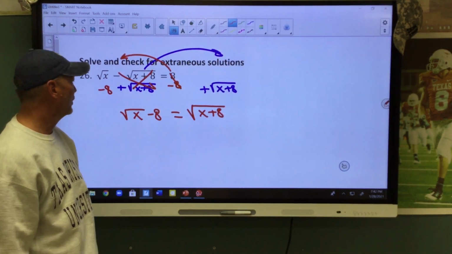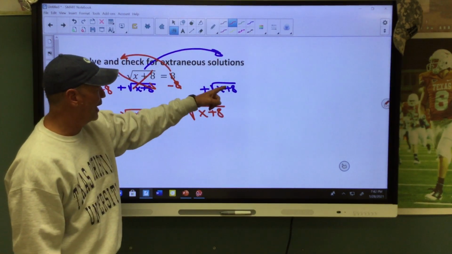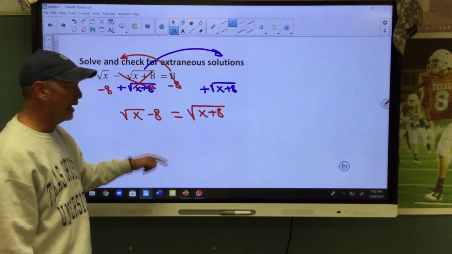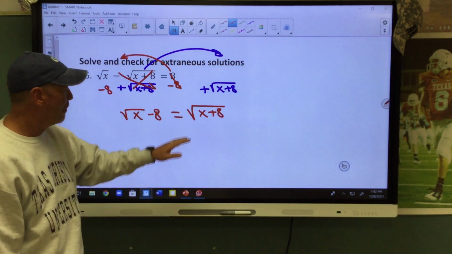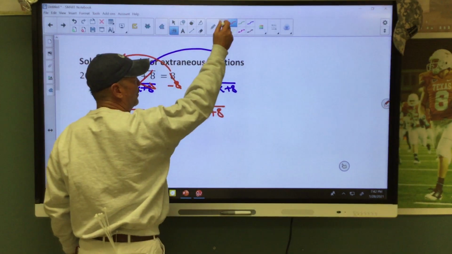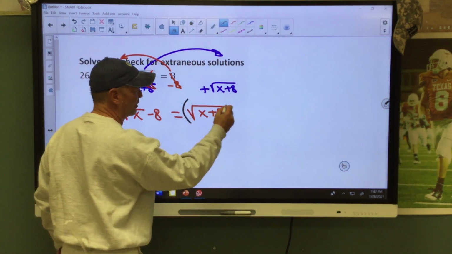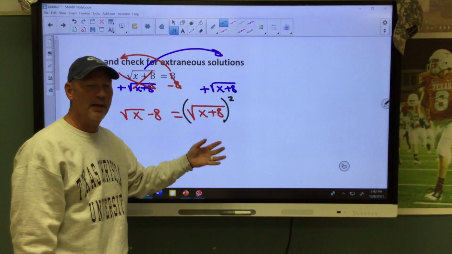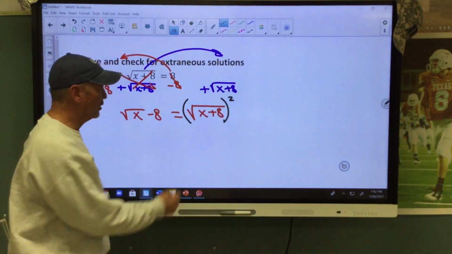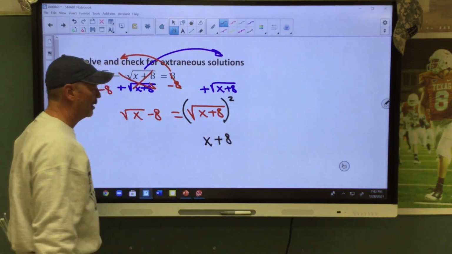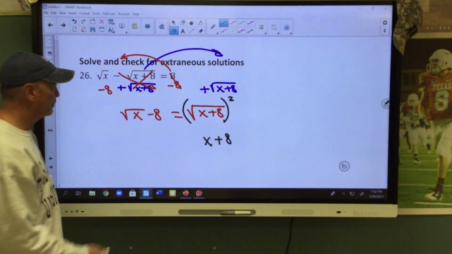All right, take a breath. What did we just do? I moved this one to the other side and it became positive. I moved this 8 to the other side and it became a minus. My radical is by itself. So what I would like to do is square this. If I square this, whatever's inside will just drop out. So this is just going to drop out as an x plus 8.